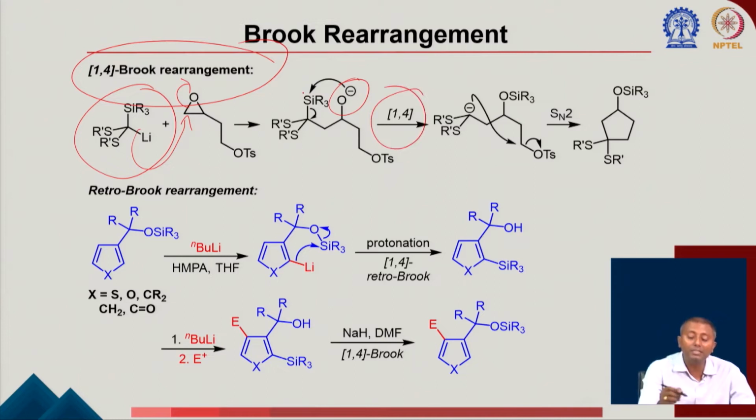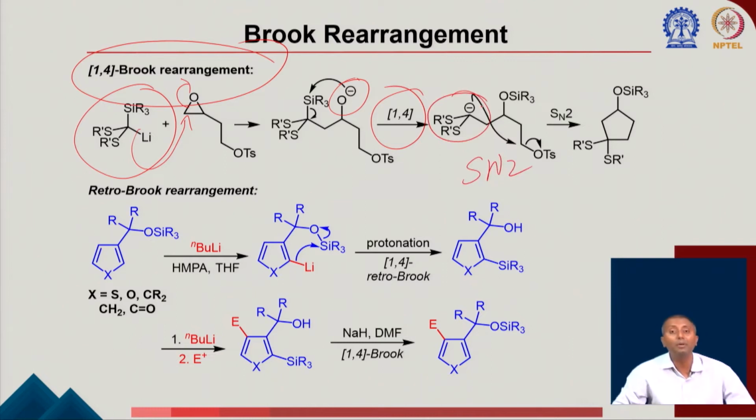It can give electron density to the silicon d orbital, forming the pentacoordinated species. Then you can see this bond is getting cleaved from this corresponding carbanion here, which is now ready for some sort of SN2 reaction, because this is a carbanion, a stabilized carbanion with two sulfur groups next to it, which can participate in the SN2 reaction to get to this product.